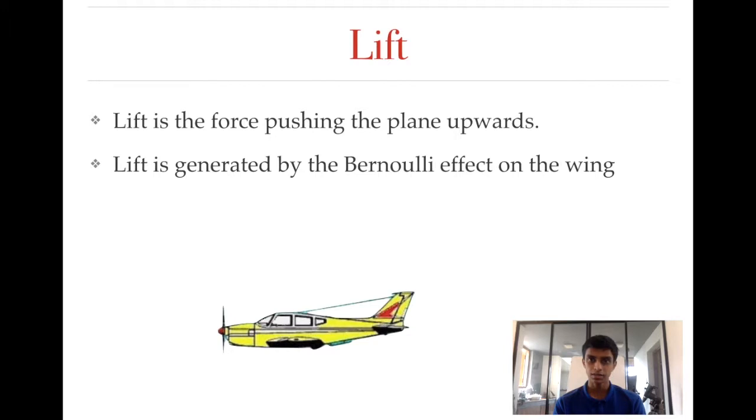Fine, now the second force, which is lift. Now just like thrust pushes the aircraft forward, lift pulls the plane upwards. Now lift is generated by the part of the plane called the wing. The wing can generate lift because of a very important physical principle called the Bernoulli principle. The wing can use this because of a very special shape which it possesses.